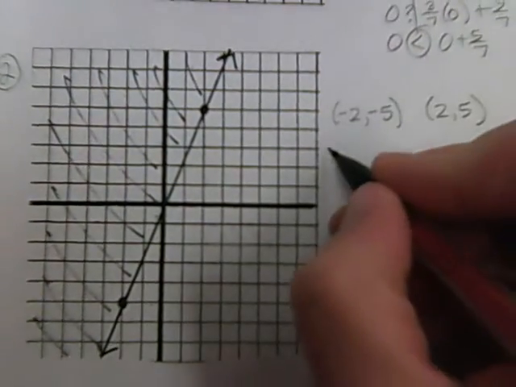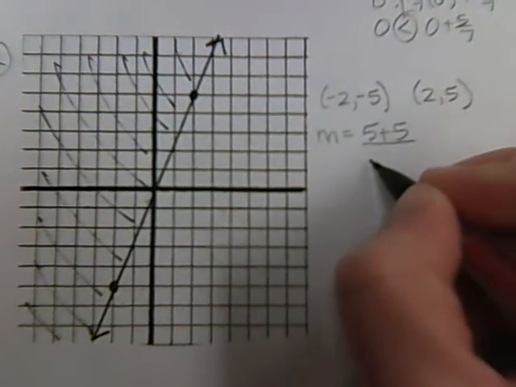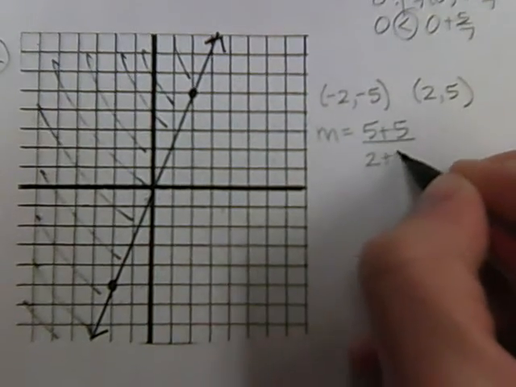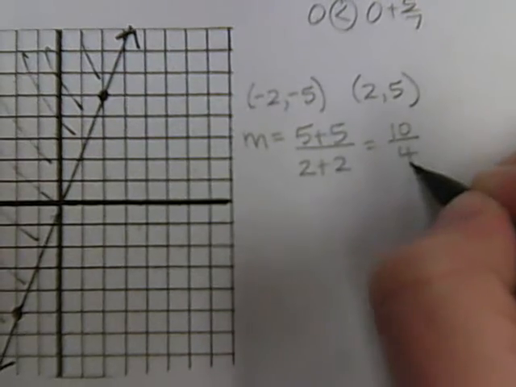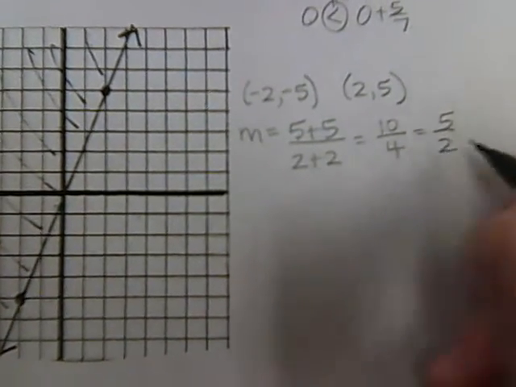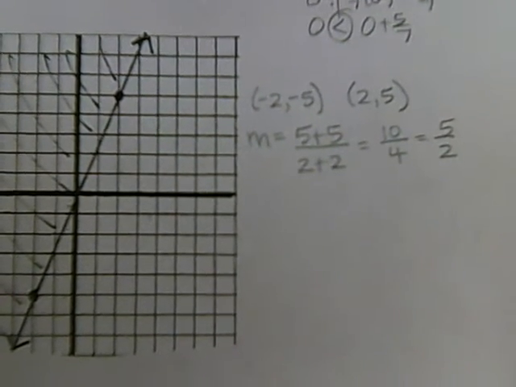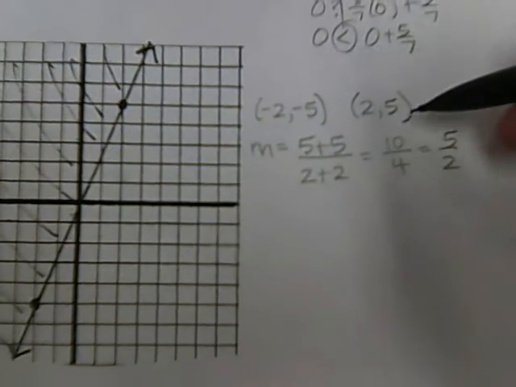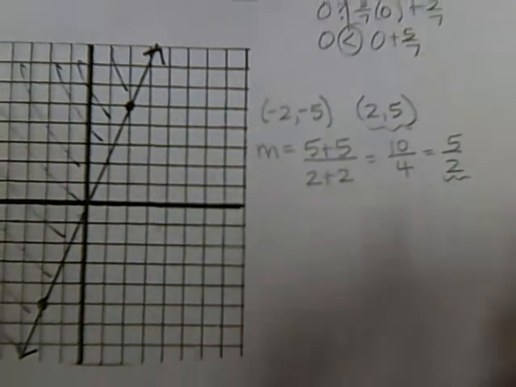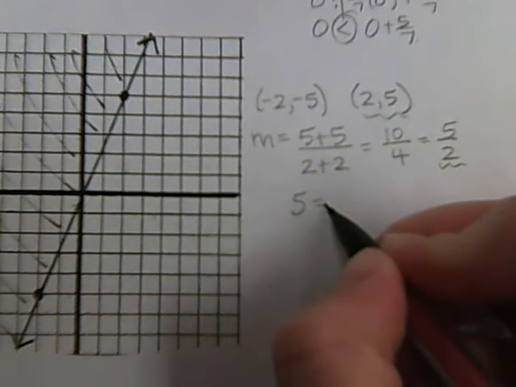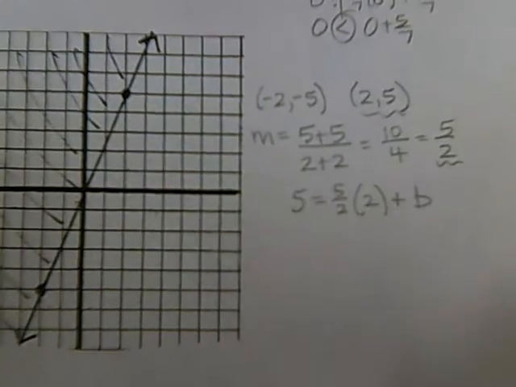Okay, so again, I'm going to find the slope. 5 plus 5 over 2 plus 2 gives me 10/4, which would reduce to 5/2. Now, since I used point slope form last time, I'm going to use y equals mx plus b this time just so we can get practice with both. I'm going to use 2, 5 for my point. Okay, so I'm going to use these two guys. So 5 equals 5/2 times 2 plus b.